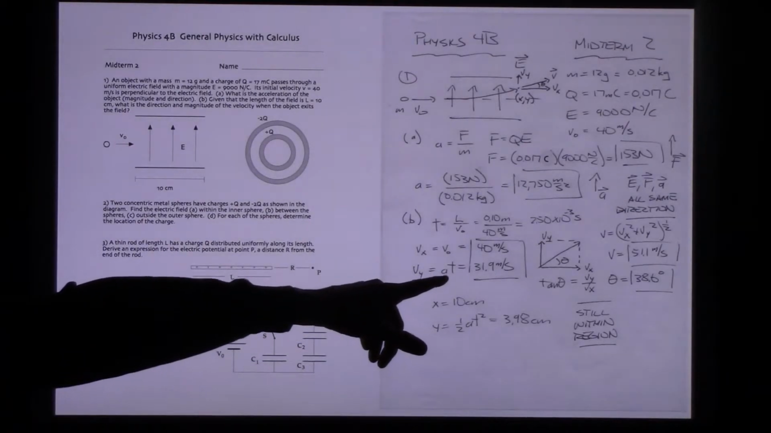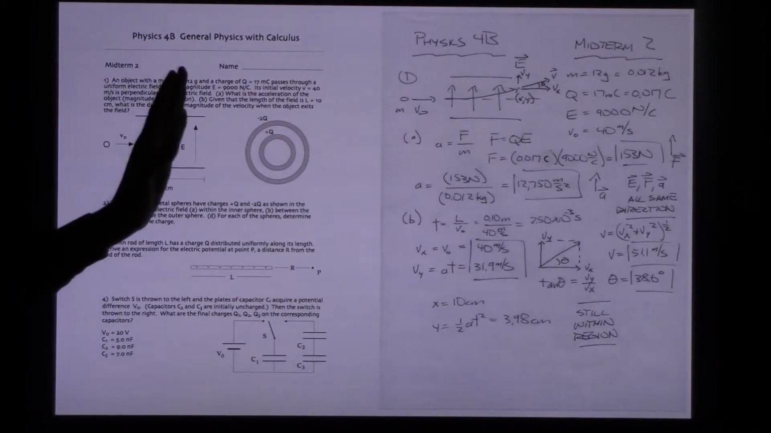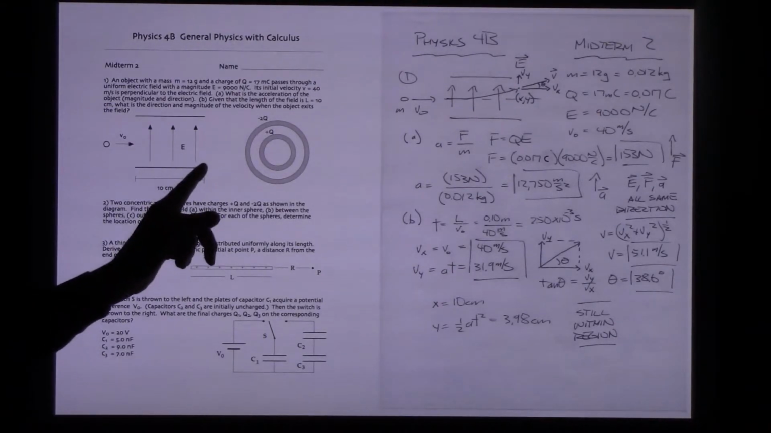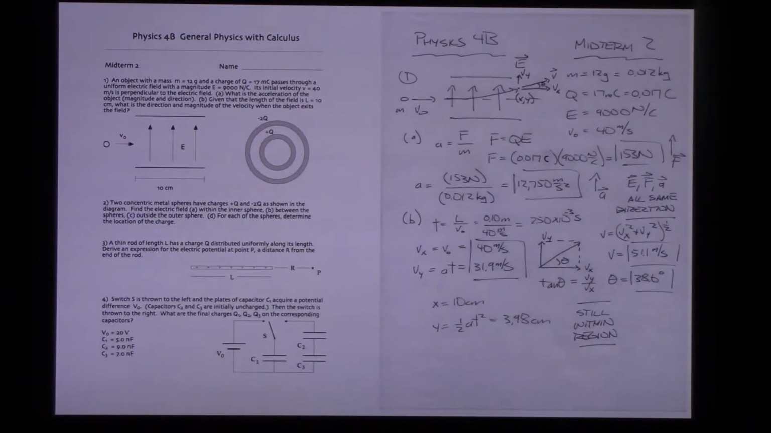Now I'm going to need to find out how much time this object is in the region. It's a short distance, only 10 centimeters long, and the thing's moving 100 miles an hour, right, 40 meters per second. So it's going to be a very short time that it will undergo that acceleration. It's a really large acceleration, but it's only going to last for a short amount of time.